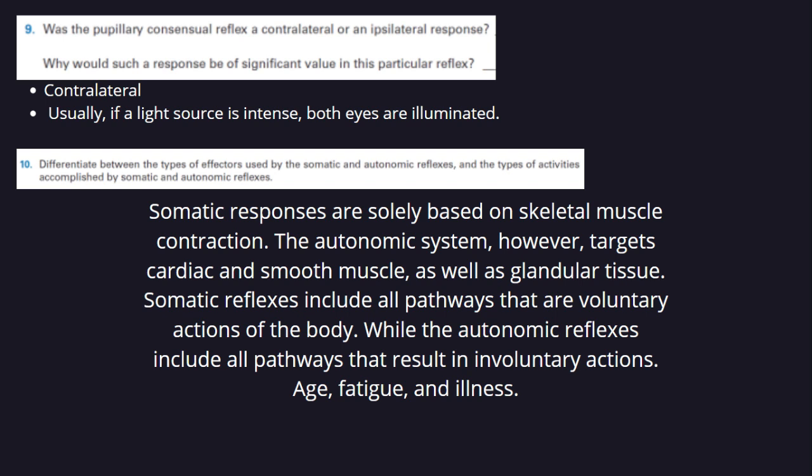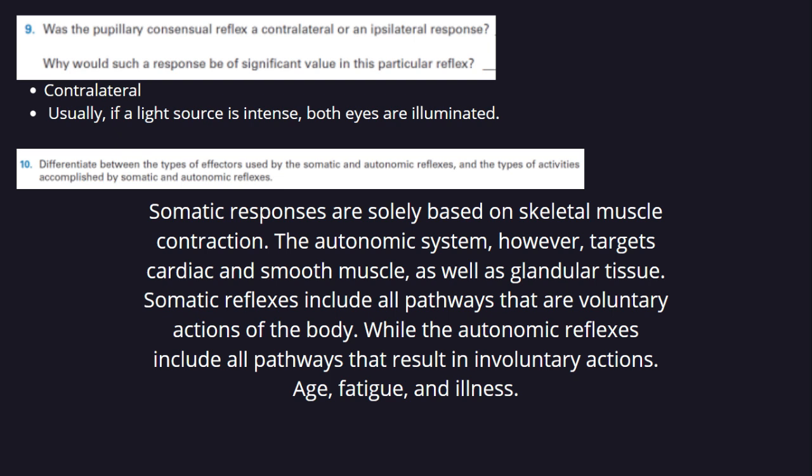Number 9. Was the pupillary consensual reflex a contralateral or an ipsilateral response? Contralateral. Why would such a response be of significant value in this particular reflex? Usually, if a light source is intense, both eyes are illuminated.